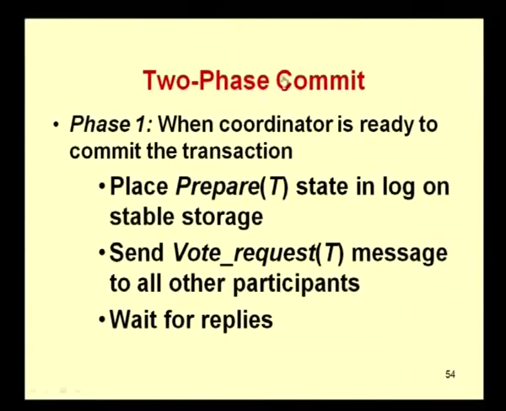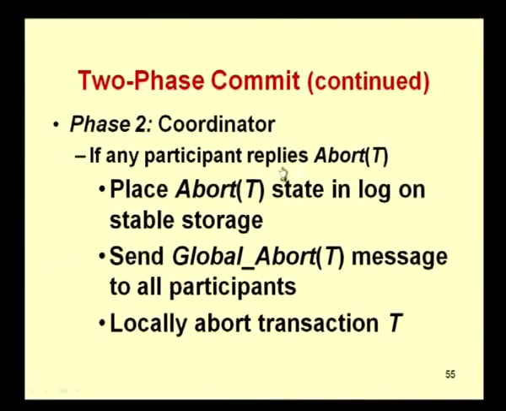So, the 2-phase commit is this way. Phase 1: when the coordinator is ready to commit the transaction, it places the prepare T state in the log on stable storage and sends a vote request message to all the participants, and then you wait for replies. This is what the coordinator will do. In phase 2, if any participant replies abort T, you place the abort T state in the log on stable storage and send a global abort T message to all participants, and then you locally abort the transaction T.